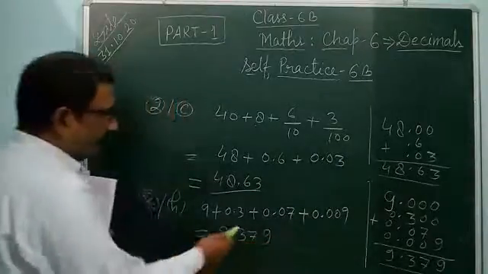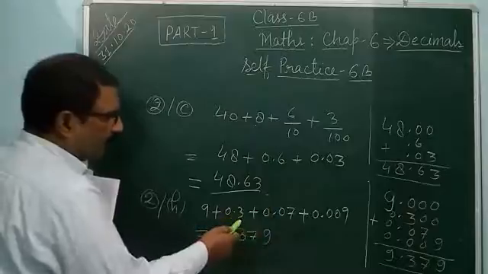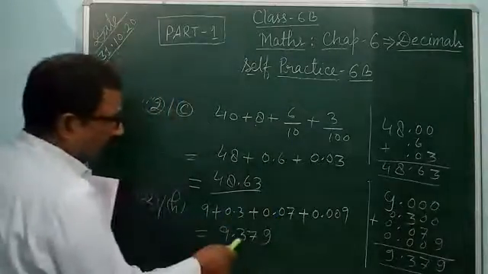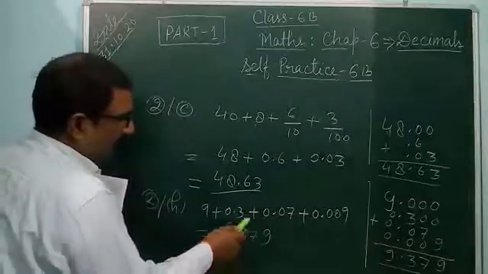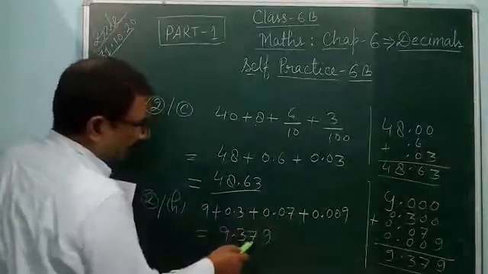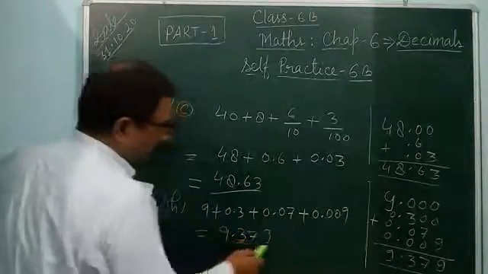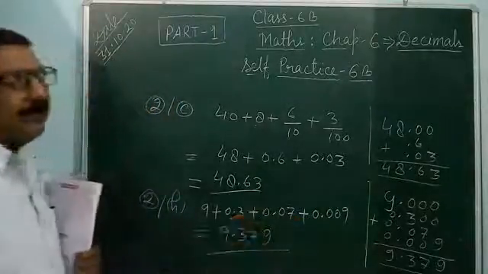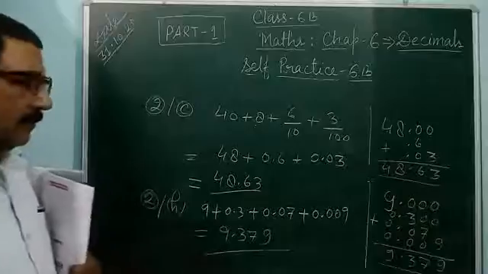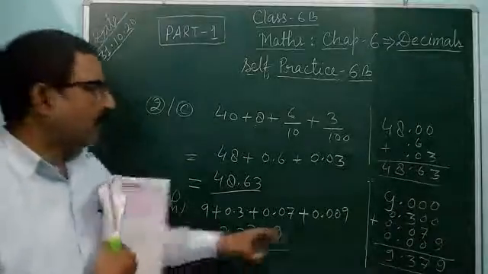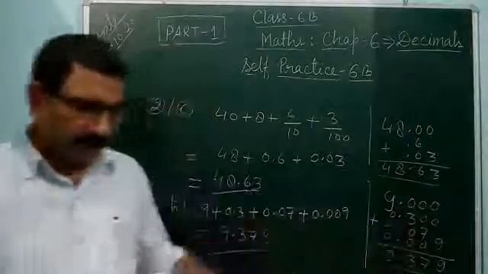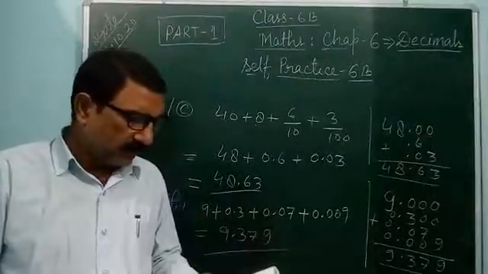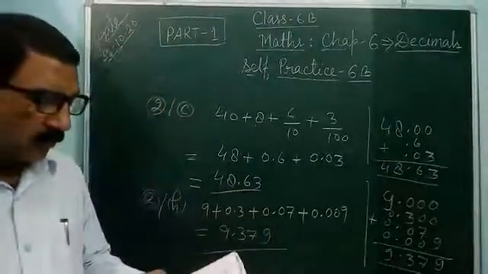You can see here also you can add tens place, hundreds place and thousands place. So tens place 0.3, hundreds place 0.07, thousands place 0.009. In this way also you can add directly, and like that also you can add together. You are free. After that you can do all the questions of question number 2.